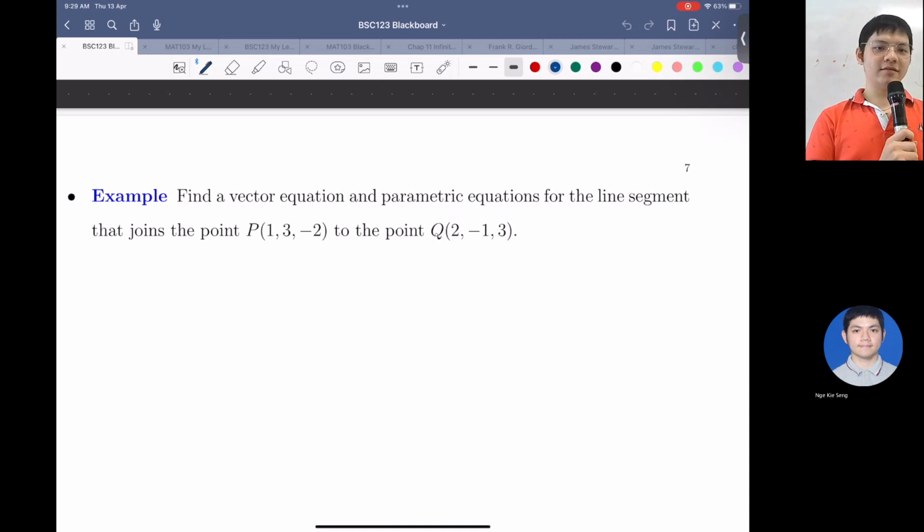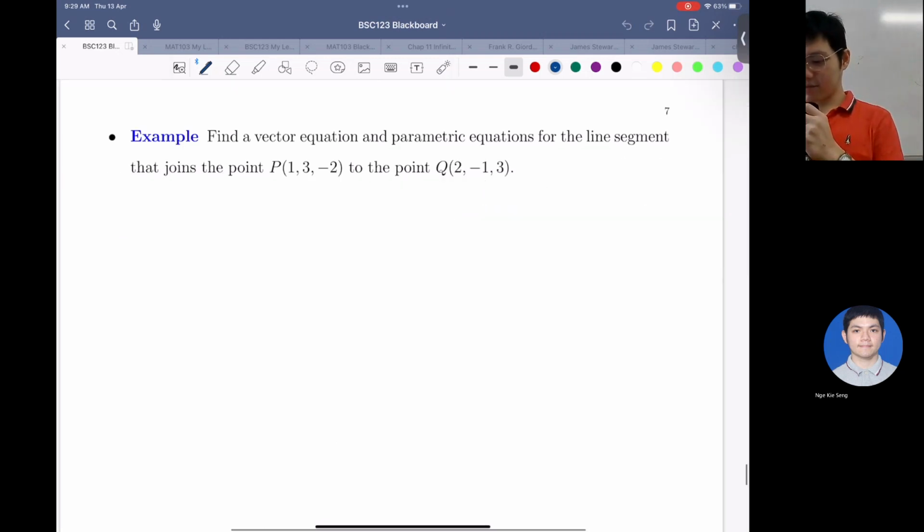And then? Find PQ vector and then? The line equation is just L equals P plus vT. Okay, yeah. Try to work it out and see if we can get the same answer.